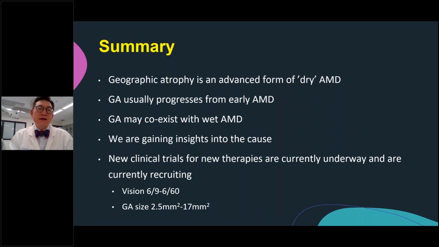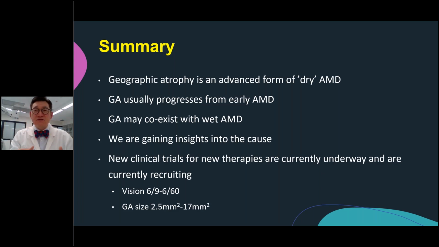So in summary, we can regard geographic atrophy as an advanced form of dry macular degeneration. Geographic atrophy usually progresses from early forms of AMD. Sometimes it can just appear on its own, and sometimes it can coexist with wet macular degeneration as well. We are now gaining insights as to the cause, and if we can identify that, we can find treatments to address the abnormality. New clinical trials for these new therapies are underway, and many are currently recruiting.